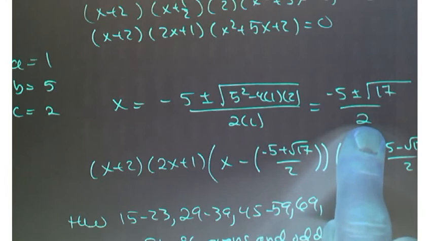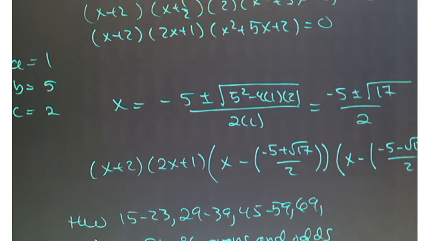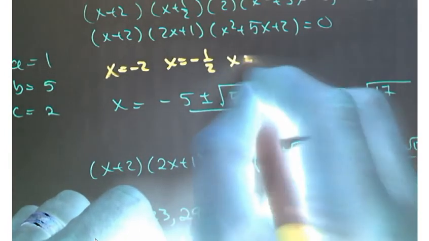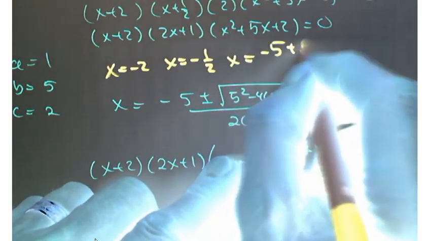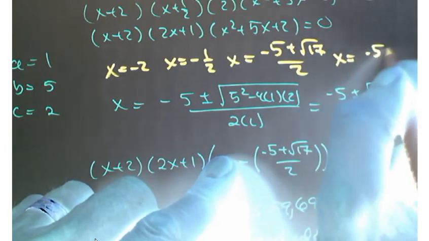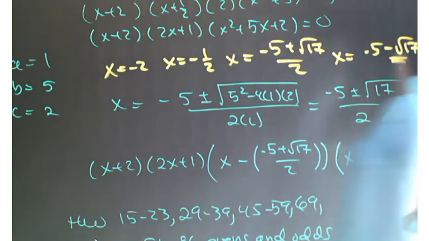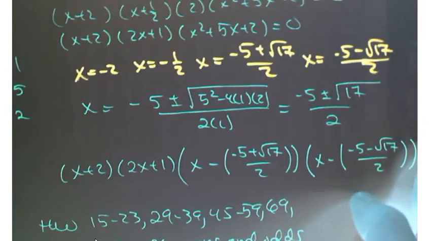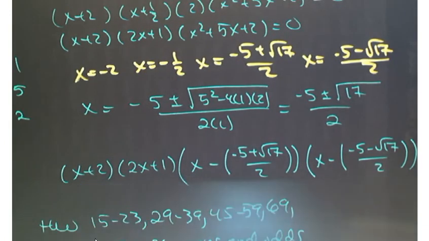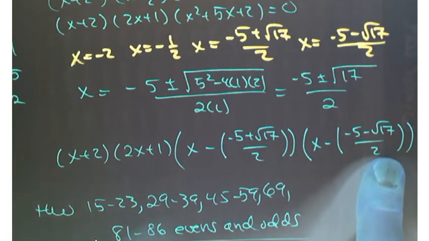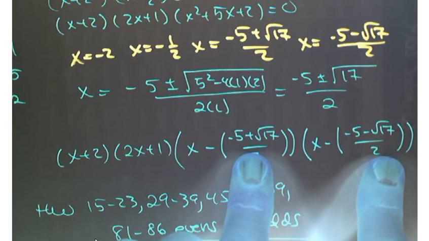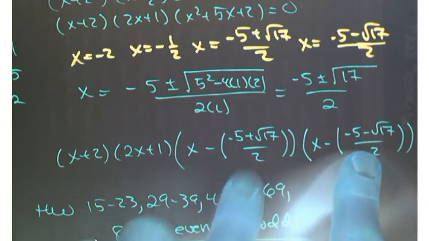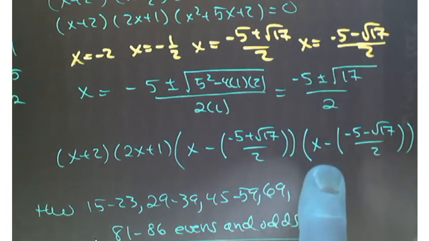So overall, your solutions would be x equal negative 2, x equal negative 1/2, and then x is negative 5 plus the square root of 17 over 2, and negative 5 minus the square root of 17 over 2. You can use the plus or minus here. That's fine. I got no issues with that. You can actually factor it. Now that you found these two, you can factor this all the way, completely, using these irrational numbers. It's kind of ugly. I don't do it very often, but you can. This, by the way, shows you why we don't factor stuff like this. We just use the quadratic formula.